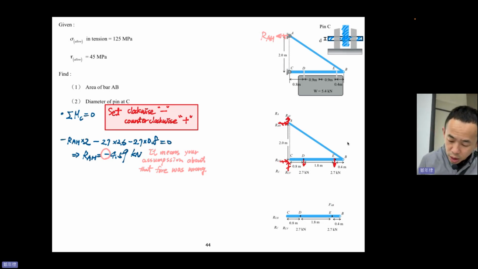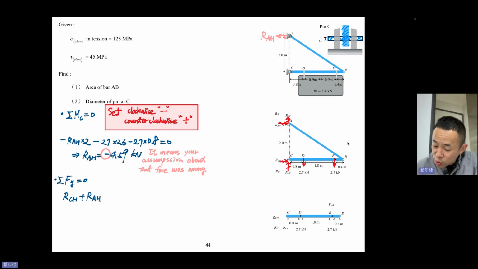Then we can continue to solve the rest of the unknowns. We're using y direction force balance, RCH plus RAH.